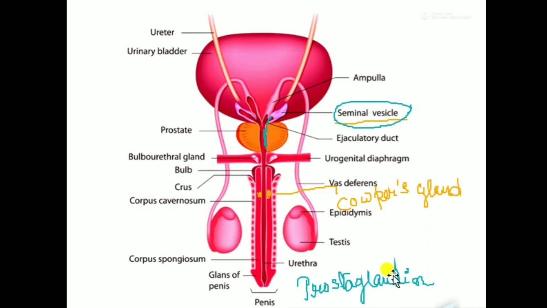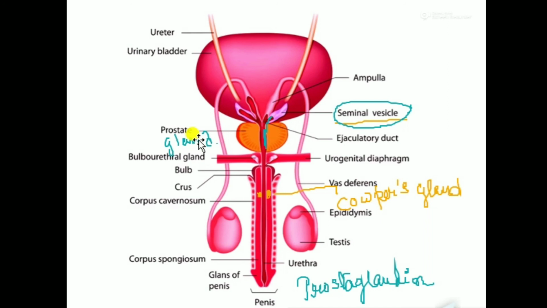The next gland that is associated with male reproductive system is the prostate gland. This gland is present in the upper part of the penis. It secretes bicarbonate ions as well as lipid and citric acid. These are the things that are secreted from the prostate gland.